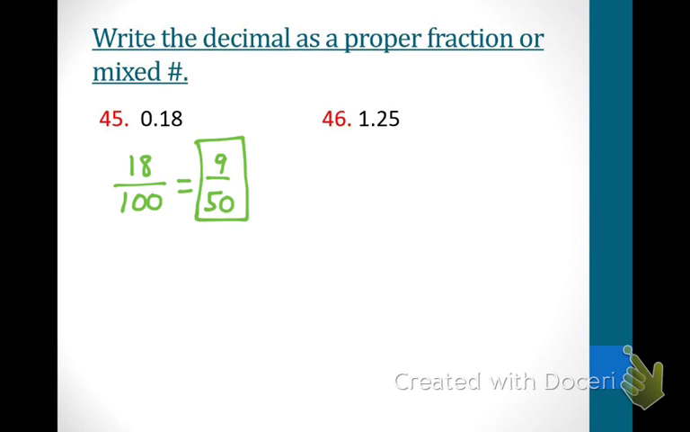Help me out, please, Asia. 1.25. That is 1 and 25 hundredths. 1 and 25 hundredths, and can that be simplified at all? Yes, ma'am. To what? 1 and 1/4. 1 and 1/4 is correct. Okay, and that is the mixed number that you turned that decimal into.